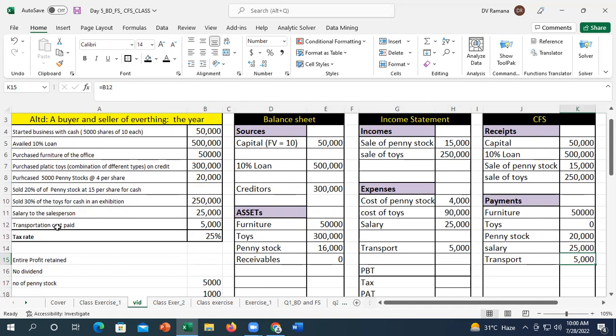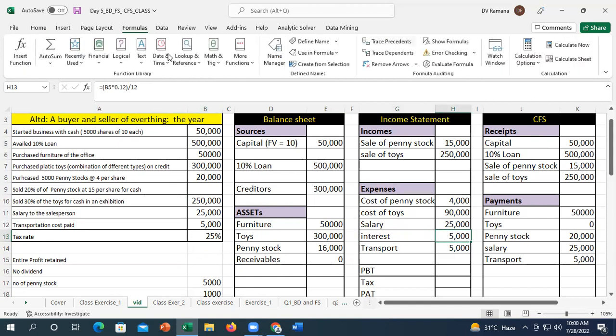Similarly, though it is not mentioned, because of the accrual principle, we should also remember that interest is an expense and interest has to be shown. Whether it's mentioned or not mentioned, we are required to show that interest. So let us make the interest for the year. Therefore, interest will be 60,000.